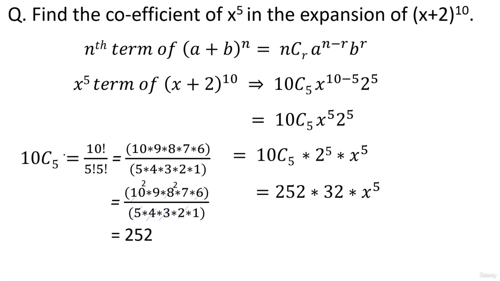So multiply these two values and you'll get the answer for the coefficient of x raised to 5. The answer will be 8064. That is the coefficient of x raised to 5 in the expansion of the given term. Let's go on to the next question, guys. On the same ground, we'll solve the next question.